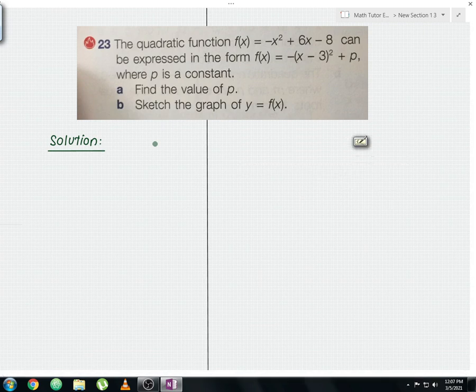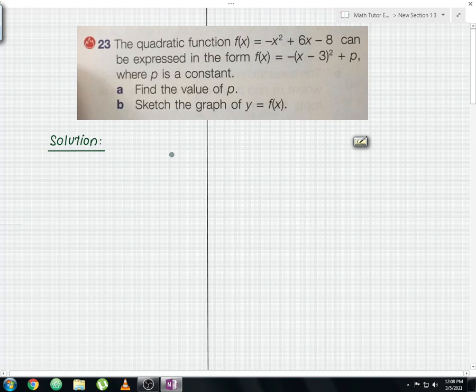Okay, let me read the question now. The quadratic function f(x) equals negative x squared plus 6x minus 8 can be expressed in the form f(x) equals negative (x minus 3) squared plus p, where p is a constant. The question asks to find the value of p and sketch the graph of y equals f(x). So this is the overall question.